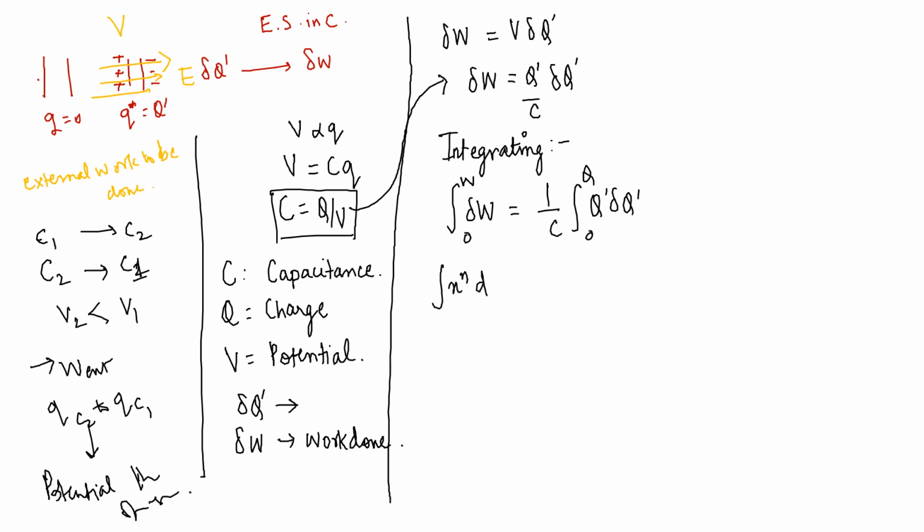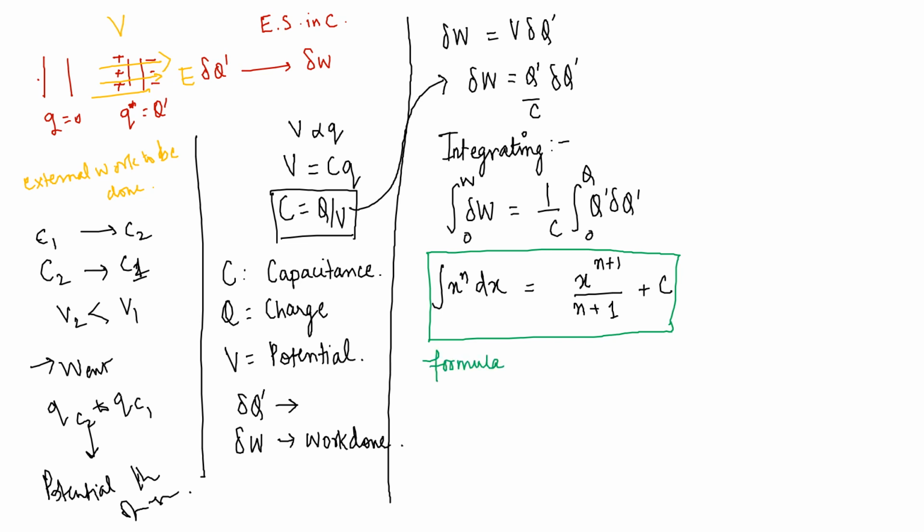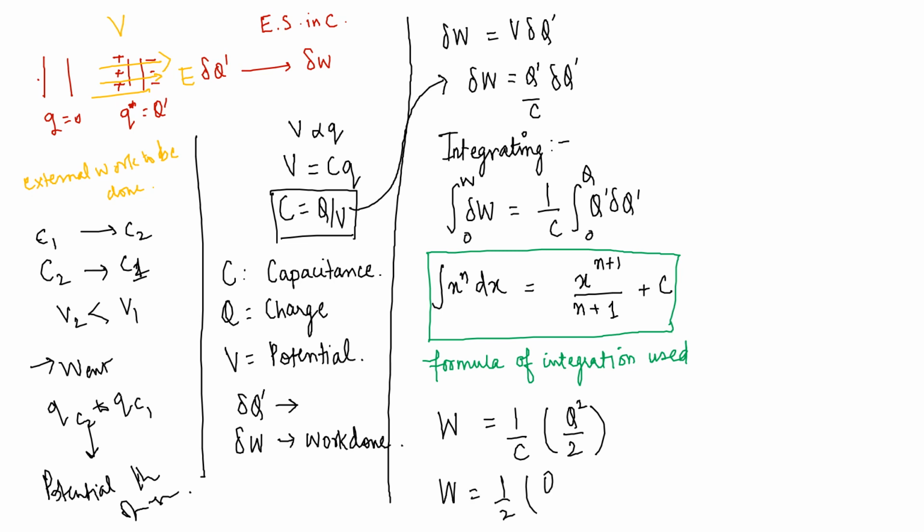the integration of x^n dx equals x to the power n plus 1 divided by n plus 1, plus c. This is the formula of integration used. Once this is integrated, it gives us W equals 1 upon C into Q square by 2. So work will be equal to 1 upon 2 into Q square by C. So this is the amount of work done.